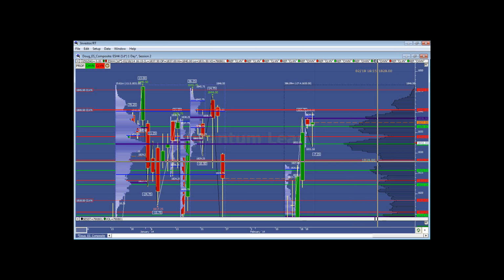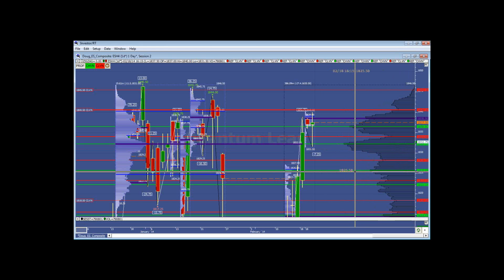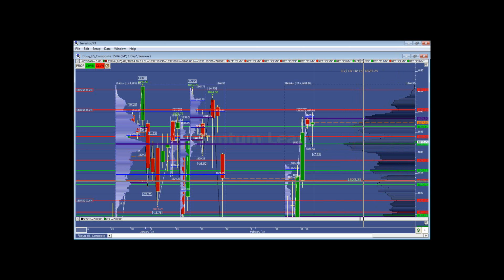Everything below 1828 puts us outside of the distribution up here around 32, and likely to get a push down to test the 25.75 area, with a push through to the other side of that balance down here at 23.